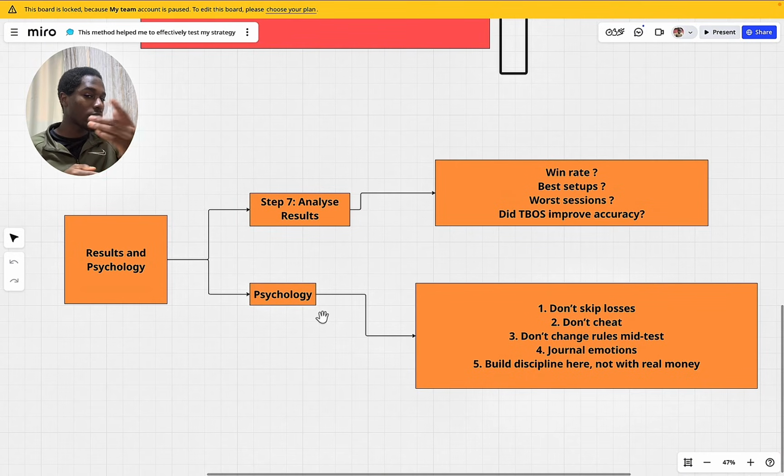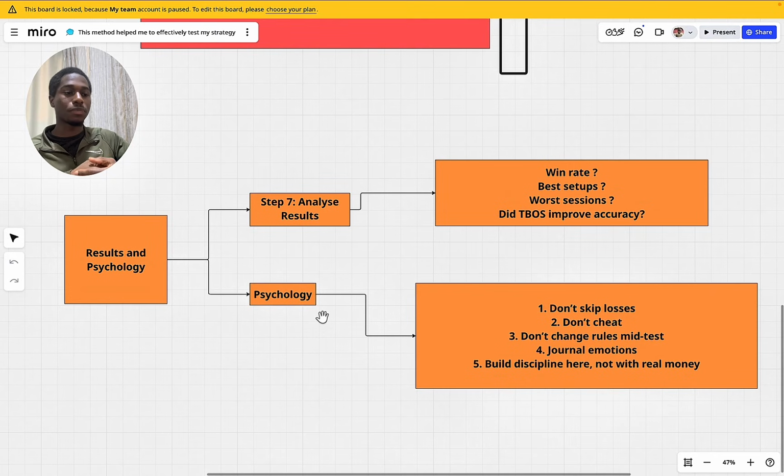You understand? Cool. Now, and also the TBOS improves accuracy. One thing I might tell you is, for me, TBOS definitely improved my accuracy because it meant that I was only entering when I actually had a proper confirmation to show that price wants to go in the direction that I want to trade in. That way, I'm not just entering blindly and my stop loss is not getting absolutely hunted. I'm only entering when there's good confirmations to tell me that price does want to go in the intended direction.